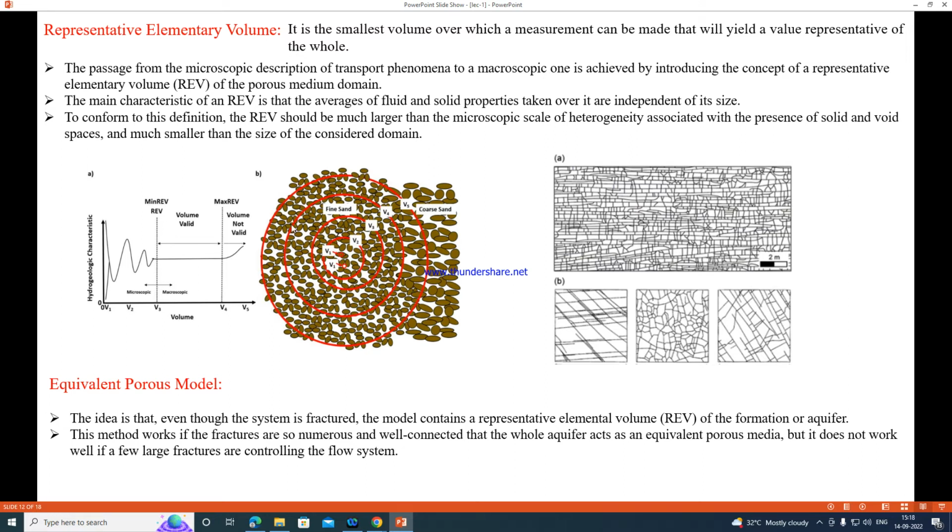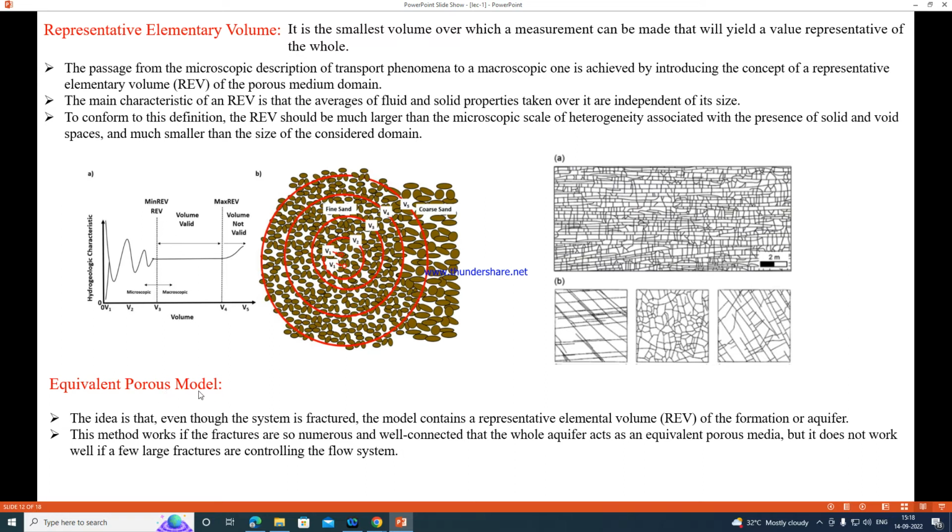It should be equal porosity. Suppose we take V3. Here, when you move this circle from one place to another place, it has the same porosity. This volume can be represented as the representative elementary volume. It is the smallest volume over which a measurement can be made that will yield a value representative of the whole. This smallest volume represents the porosity of your whole study area. That is the representative elementary volume, the assumption behind it.